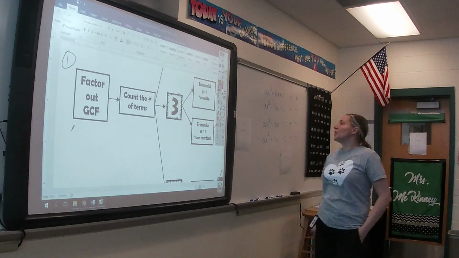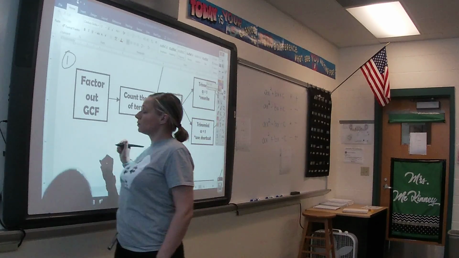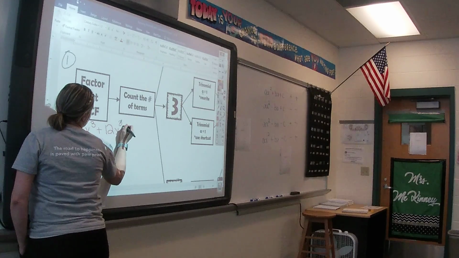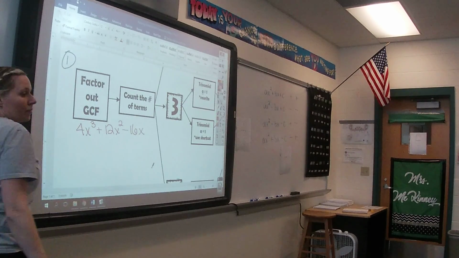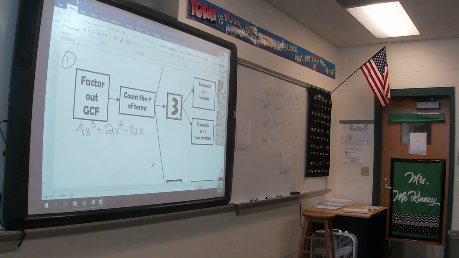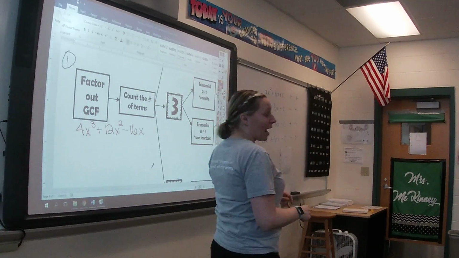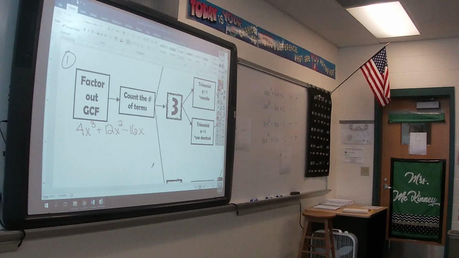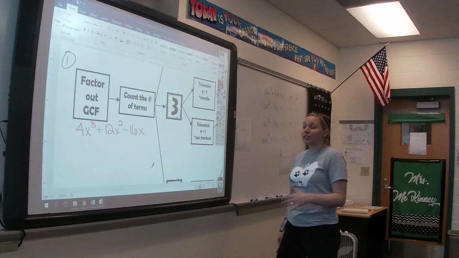That process is still the same today. So if we see something that says 4x to the third plus 12x squared minus 16x. Our first thought when we are asked to factor this should not be, oh, I see 3 terms, so I should factor this as a trinomial. Because that should never be our first thought. Our first thought every single time should be, well, is there a GCF?